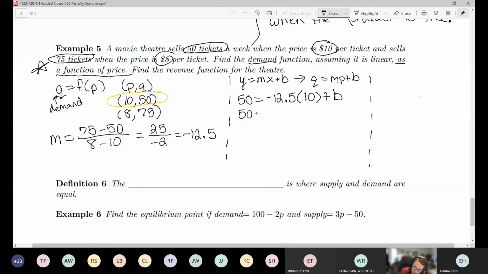So we get 50 equals -125 plus B. Add 125 to both sides. Yeah, 175 equals B. Always remember that you then have to actually write the actual equation out. So we have Q equals... no, my notes are wrong. Q equals -12.5P plus 175.